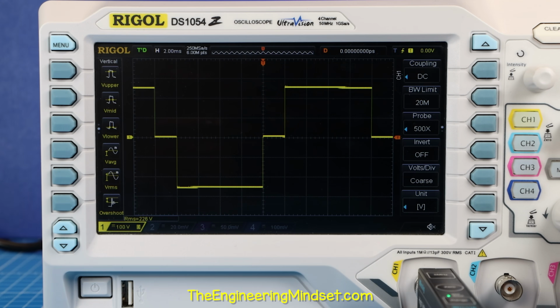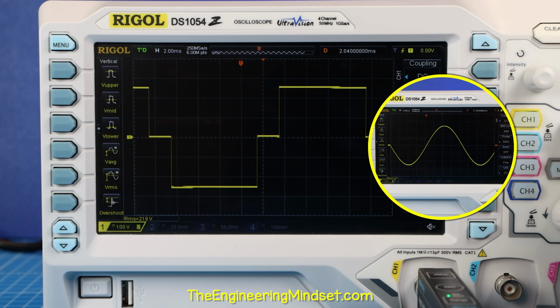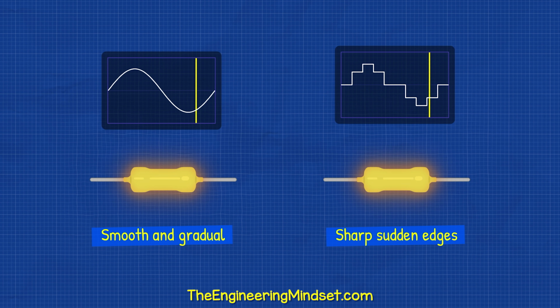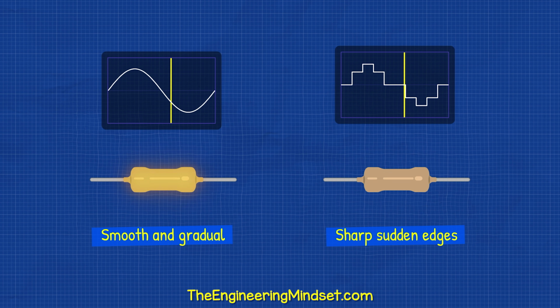But look at the signal. This is not a nice smooth sine wave like a power outlet provides. These sharp sudden edges can damage your electronics, so be careful what you connect to it.